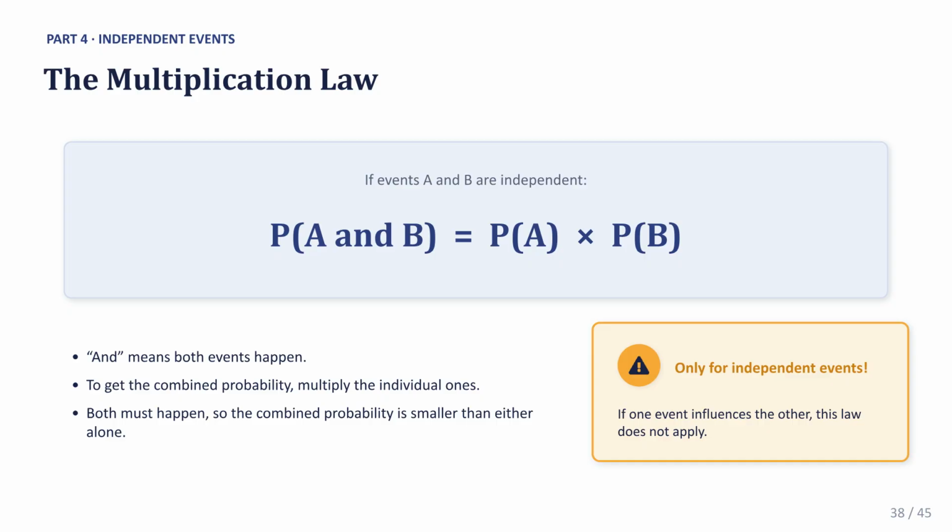Here is the multiplication law. If events A and B are independent, the probability of both happening is simply the probability of A times the probability of B. Remember, this law is specifically for independent events. If an event influences the next, you cannot use this multiplication shortcut.